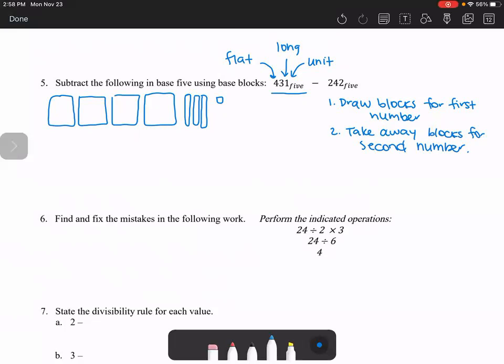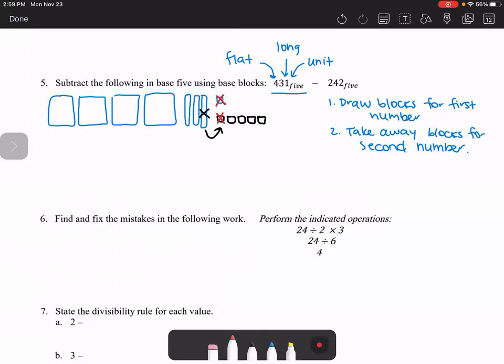So when we subtract 2 from 2 base 5, we need to take away 2 units, but we don't have 2 units. So what we're going to do is take one of our longs and regroup it into 5 units. We regroup it into 5 units because this is base 5. If we were doing this operation in a different base, 1 long goes into that many units, 1 flat goes into that many longs. So because it's base 5, 1 long is 5 units. Okay, so we're going to do that, and then we're going to take them away. So we want to take away 2 units. Okay, so we did that.